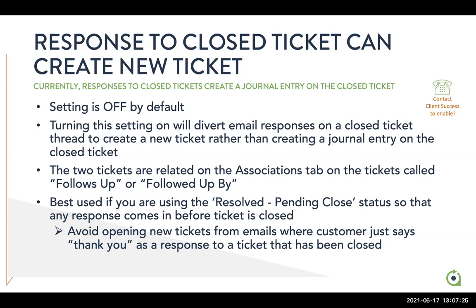Turning on this setting will now divert the email responses on a closed ticket to create a new ticket rather than creating a journal entry on the closed ticket. So if you would rather have a new ticket created if someone responds to a closed ticket, we can set that up for you. The system will then assign the two tickets an association on the associations tab, and it would show that it either follows up another ticket or is followed up by another ticket.